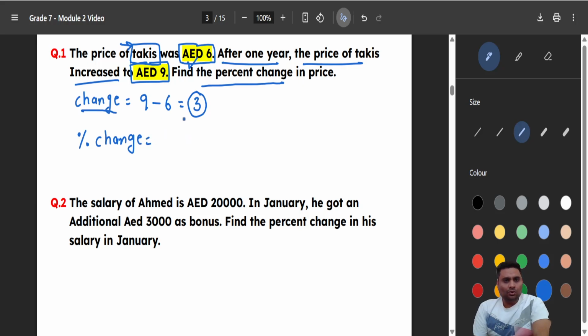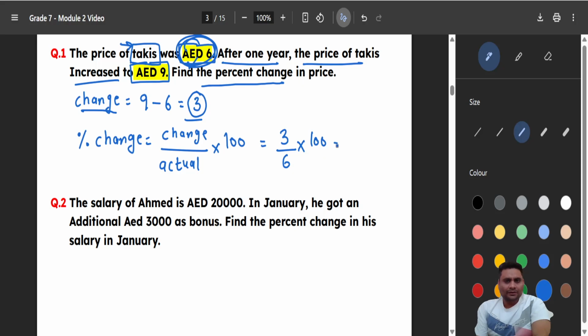The change will go up. The actual value, the original value, the initial value will go down, and then we will multiply by 100. So the change is 3. What was the initial value? 6. The actual value was 6, right? And then multiply by 100.